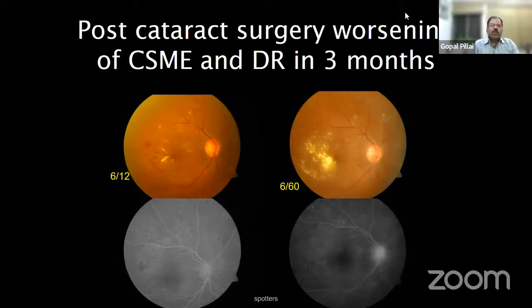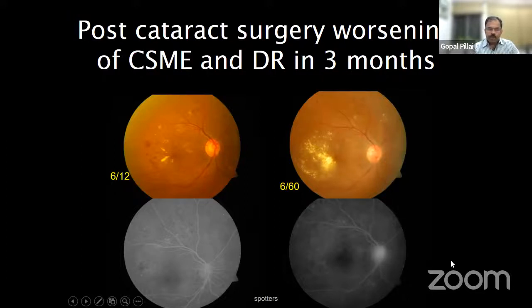So here is a patient who had a post-cataract surgery. You should understand that if you are not treating a diabetic macular edema, cataract surgery can actually worsen the diabetic macular edema and also can worsen the grade of diabetic retinopathy. Here's one case, pre-cataract surgery, fluorescein angiography is this. Post-cataract surgery, you can see that in 3 months, there's significant worsening of the diabetic macular edema, and you can see now that there is a neovascularization of the disc which is coming.